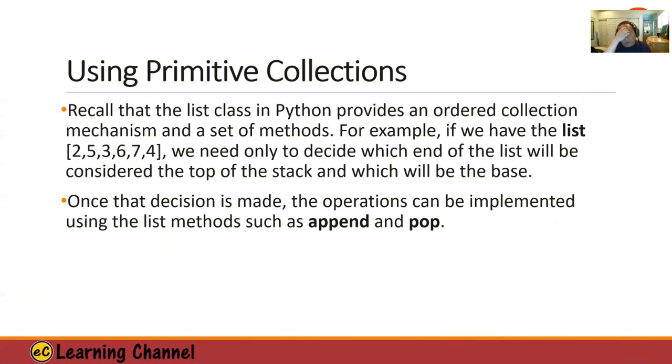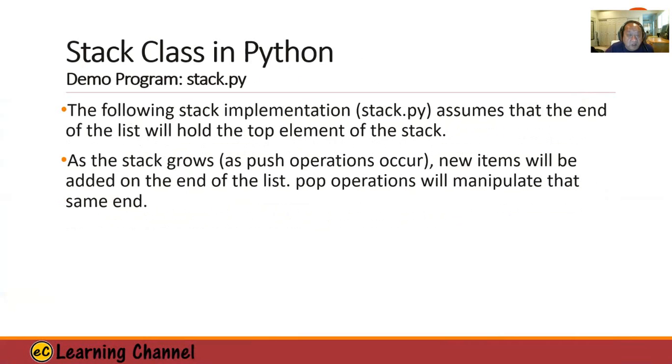Using primary collections, the list class in Python provides all the collection operations. If we have a list such as 234, 23, 253, 674, we need only to decide which end of the list will be considered the top of the stack. Usually the tail, the end of the list, is the top. That would be easier. Once the decision has been made, the appropriate operations can be implemented using list methods such as append and pop. So append and pop are used for that.